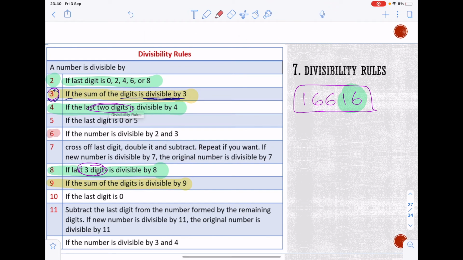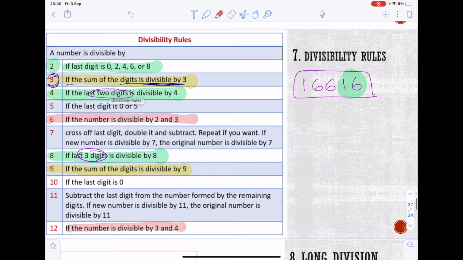Also, we have something similar: the divisibility by 6 and the divisibility by 12. Divisibility by 6 means the number should be divisible by 2 and 3 at the same time. So for example, 12 is divisible by 6, and we know that because 12 is 6 times 2. So 12 is divisible by 2 and divisible by 3 at the same time. That's why it's divisible by 6.